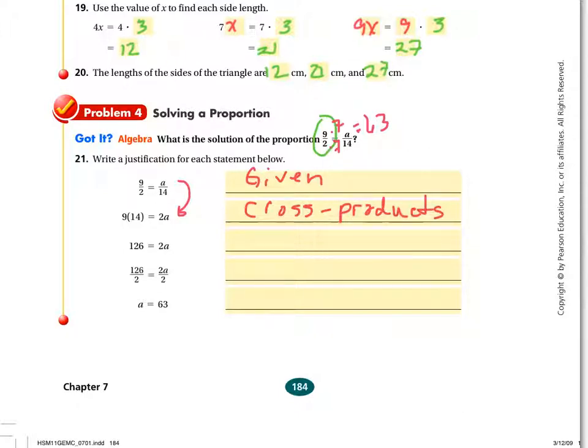And then how do they go from 9 times 14 to 126? They just multiplied, right? Or wasn't this substitution, if you want to do it in true proof format? And then what are they doing from here to here? What are they doing to both sides? So this is your division property of equality.